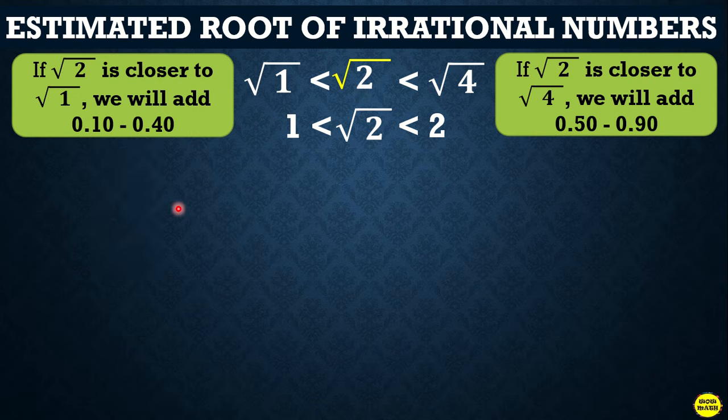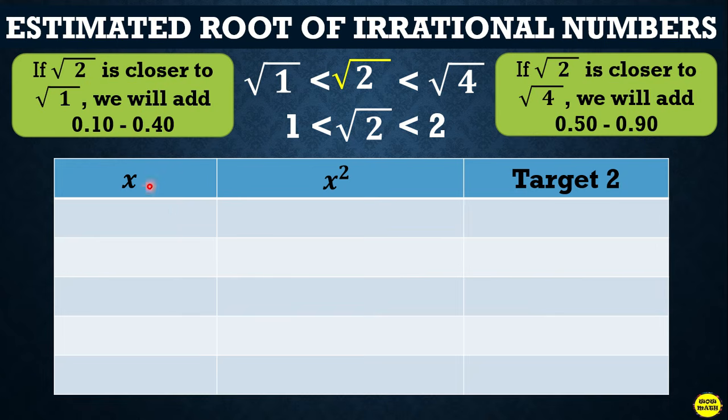Now, so let us start. So, we will have x and then i-square natin yan. Ang target natin should be 2. Okay? So, let's start with 1.40. Diretso na tayo dun sa pinakadulo, sa pinakamataas kasi almost close siya sa 2. Almost close siya dun sa 1. So, ibig sabihin, dun na tayo agad sa 0.40. So, magdadagdag tayo ng 0.40 dun sa 1. So, 1.40.